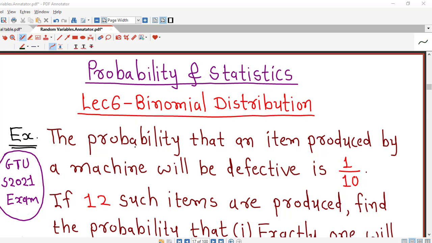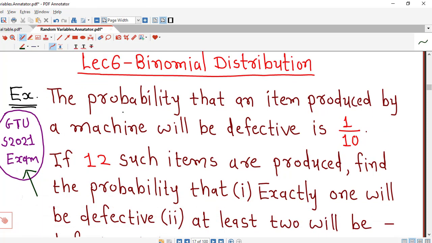In this lecture we will discuss one example on binomial distribution, and this problem was asked in the GTU summer 2021 examination. So first we try to understand what is given and what we have to do in this problem.